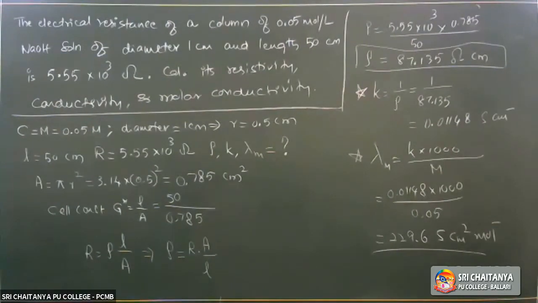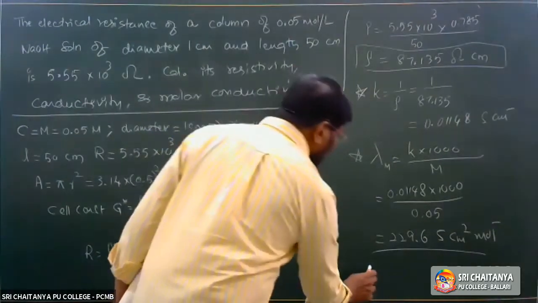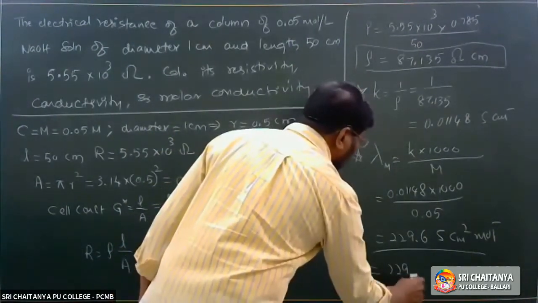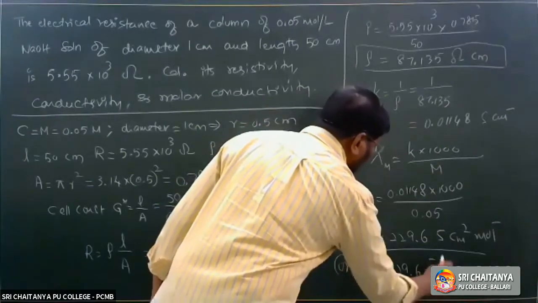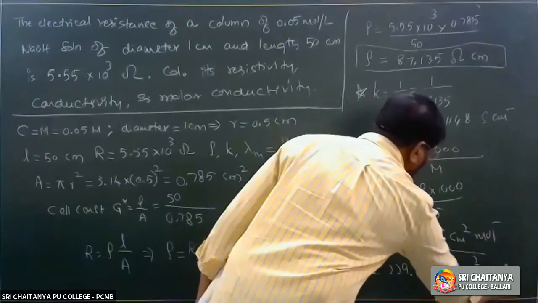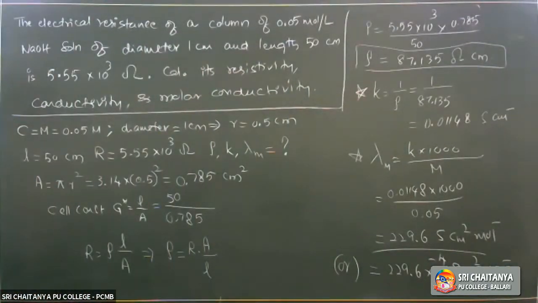Suppose they want the answer in SI units, what do you write? Very simple. In SI units it is 229.6 into 10 power minus 4 Siemens meter square mole inverse. In that way, you can write it. So totally three answers.